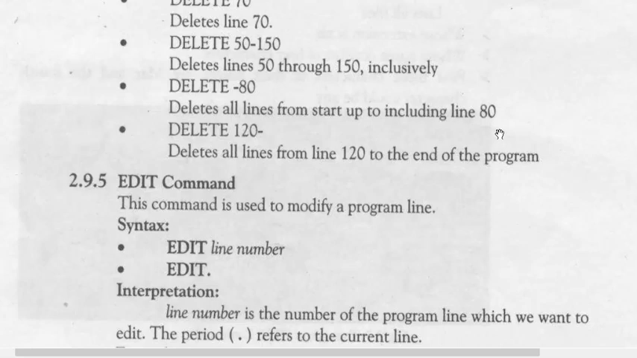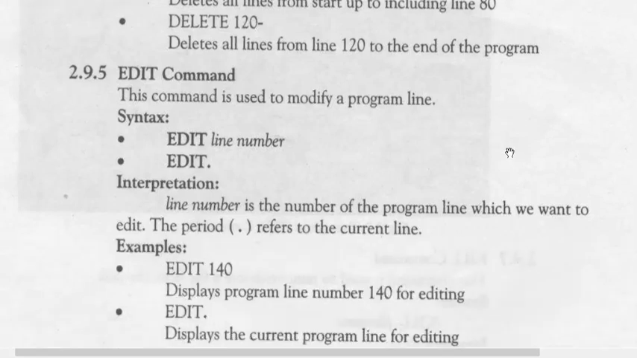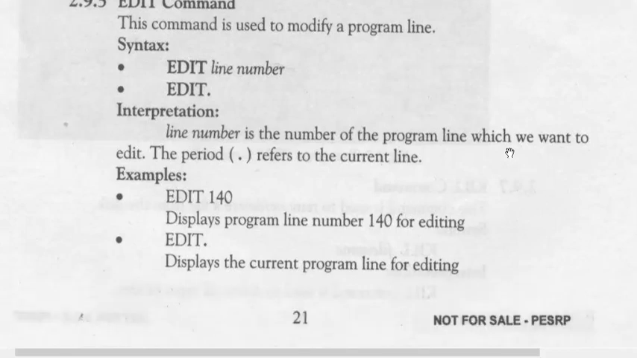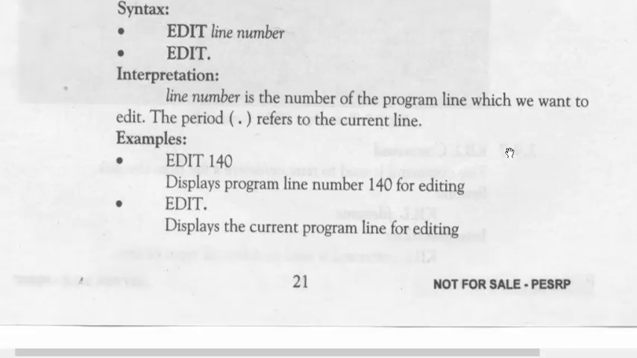Now next command is edit command. This command is used to modify a program line. Syntax: edit line number, or you can simply use edit. Interpretation: the line number is the number of the program line which we want to edit. The period, dot, refers to the current line. Edit 140 displays program line number 140 for editing. Edit dot displays the current program line for editing.